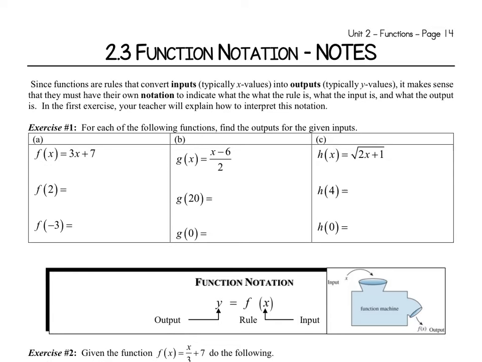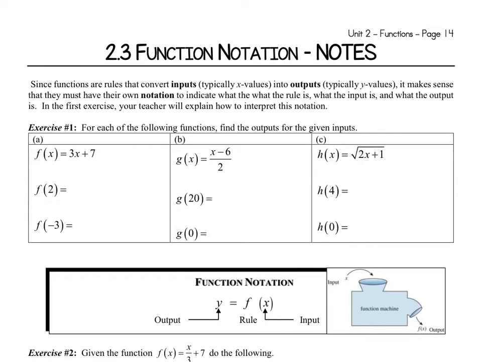So thinking back to 2.2, we really understood what a function was. Now we're just going to take that a step further. And more importantly, when you put an x value in, you only get one y value out. That is how we know something is a function.